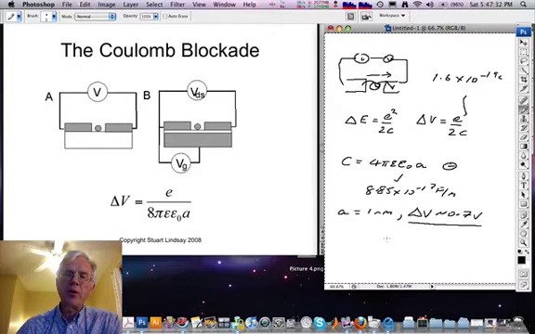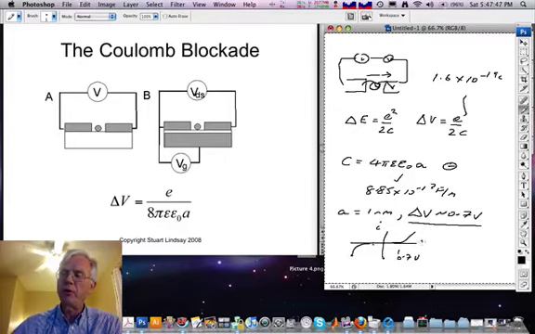So if you were to look at a current voltage characteristic for this junction, you would see no current until the voltage exceeded 0.7 volts in either direction, and this blockading of current is called the Coulomb blockade.